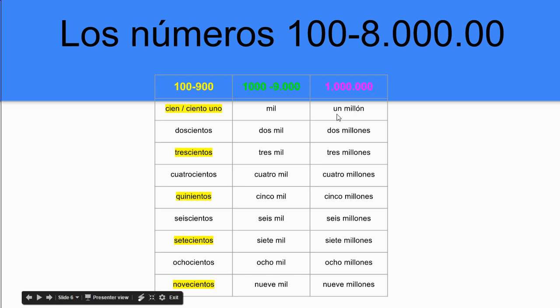You get into the millions, we have un millón, and then for every form beyond that, it goes into the millones. 2 millones, 3 millones, 4 millones, 5 millones. Very simple pattern. Mil, 1,000, millón, million. So we can go up to 9 million, 9 millones.